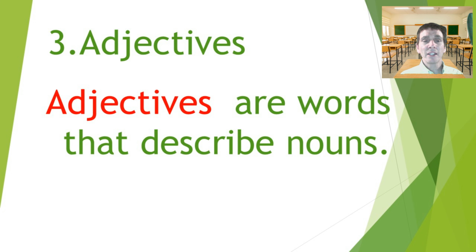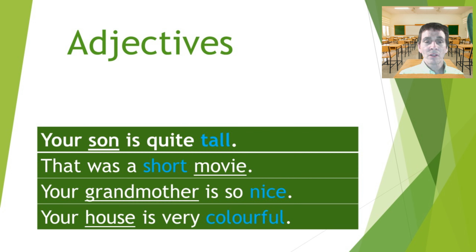Group number 3 is adjectives. Now, these are words that describe nouns. When we say that they describe nouns, what we really mean is that they give us information about nouns. For example, your son is quite tall. That was a short movie. Your grandmother is so nice. Your house is very colorful.